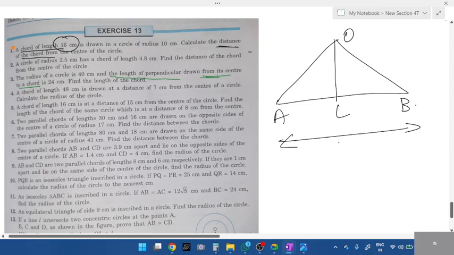A chord of length 48 centimeter. Chord is AB, 48. If it is 48, 24 and 24, is drawn at a distance of 7 centimeter from the center. So which is 7 centimeter, students? Radius or this perpendicular line, which is 7 centimeter? Yes. Find the length of the radius. Same, apply Pythagoras theorem, find the answer.